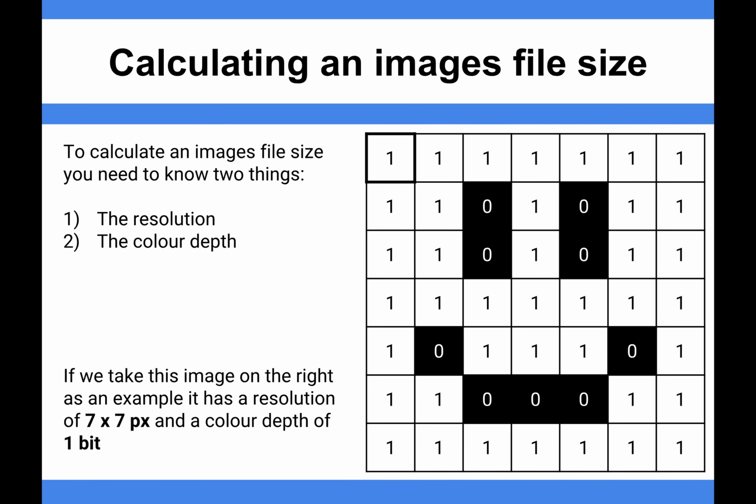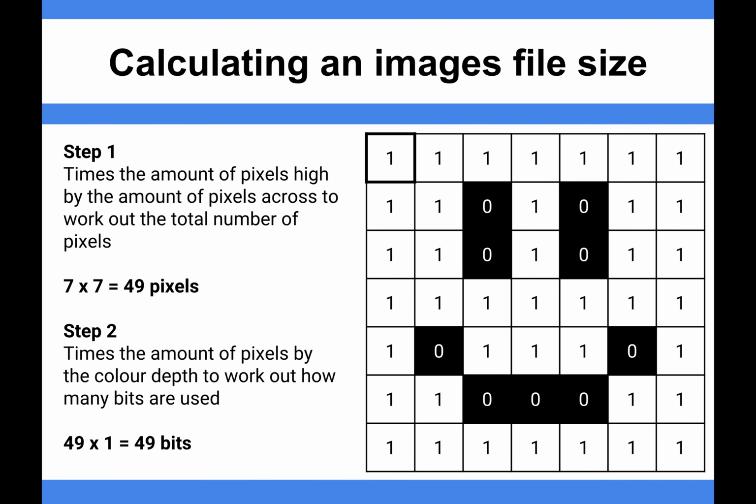One of the skills you need to be able to do is, given information about an image, be able to calculate its file size. To do this, the two key bits of information you need are the resolution of the image, which in our example here is 7 by 7, and the color depth, which in our example is 1 bit. So we've got 1 bit per pixel as our color depth, and 7 pixels wide by 7 pixels down, which is our resolution.